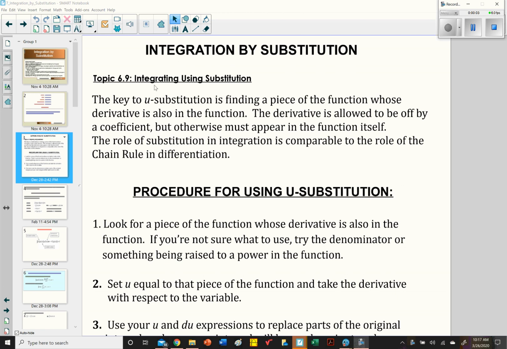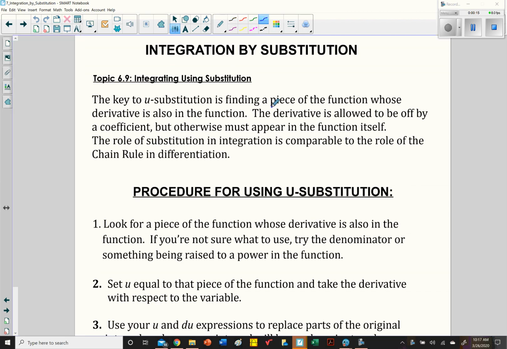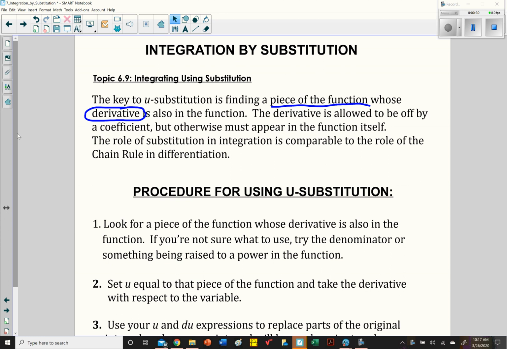Here we are in Lesson 7, Unit 6. We're looking at integration by substitution today. The biggest idea for integration by substitution is we need to find a piece of the function whose derivative is also in the function. I can't stress that enough. Maybe it could be off by a constant, but that's what we're looking for.